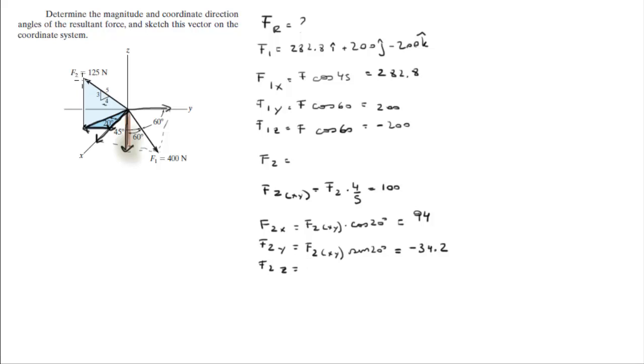And the last one, which is the z, is this vector right here, the same as this vector right here, which is F2 times 3 over 5, using this triangle, and it comes out to be 75. So F2 is 94i minus 34.2j plus 75k.